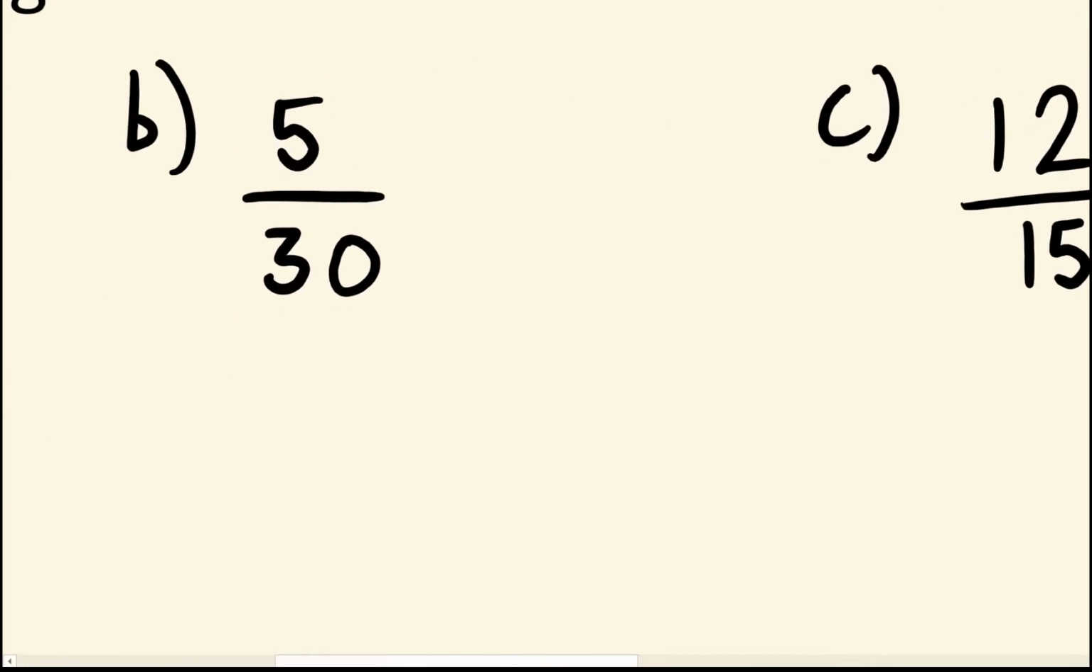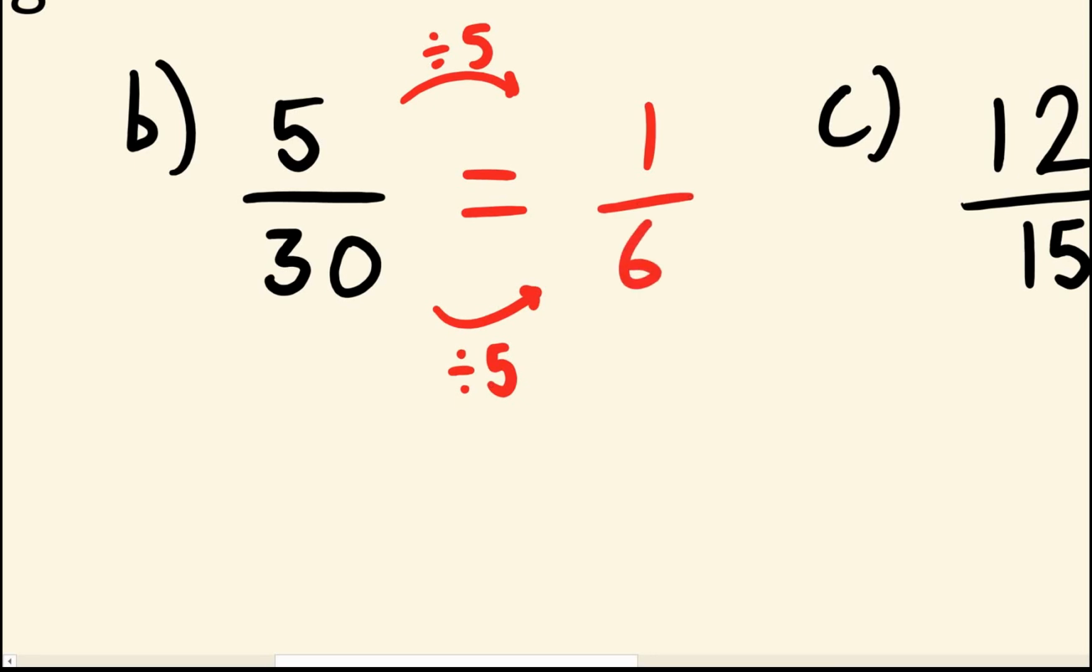Okay, next one is B. This one, 5's not even, so we can't divide by 2. However, any number that ends in either a 5 or a 0, you can divide by 5. So I can divide top and bottom of this fraction by 5. If I do that, 5 divided by 5 is going to be 1, and 30 divided by 5, or how many 5's in 30, is 6. And again, we've got a 1, which means this fraction is fully simplified.